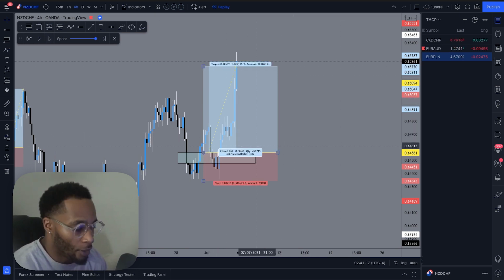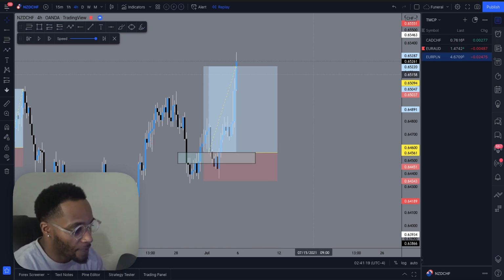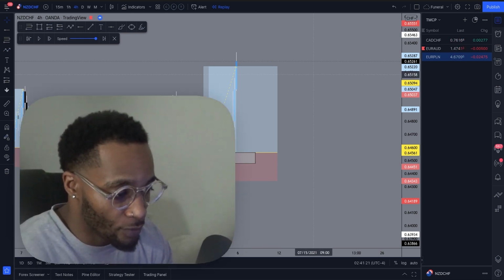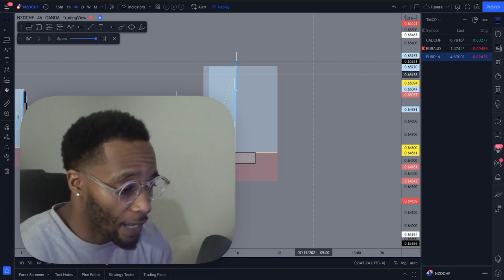3R take profit on NZD CHF. It was pretty easy to sit through. There wasn't really too much to do other than to let the market play out. So that's it, man. That's how you day trade, finding pretty massive moves with really favorable risk to rewards, finding 3R day trades for 66 pips in a day. It's just crazy, man.